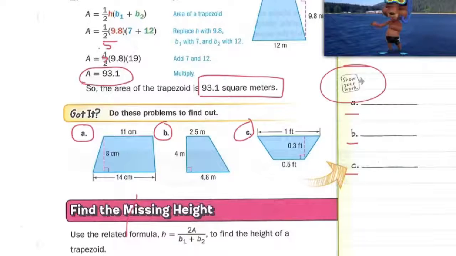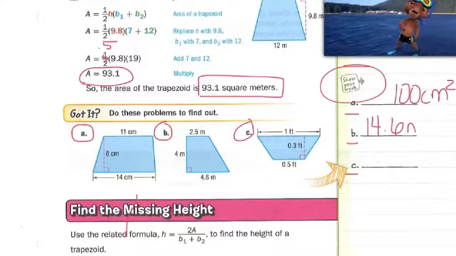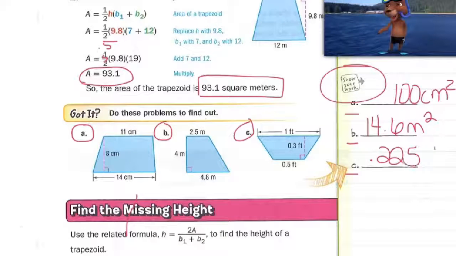You should have gotten the following answers if you listened really carefully and calculated successfully with the order of operations. For number 1, you should have 100 centimeters squared. For number 2, you should have 14.6 meters squared. And for number 3, you should have 0.225 feet squared. I hope you got them all right.